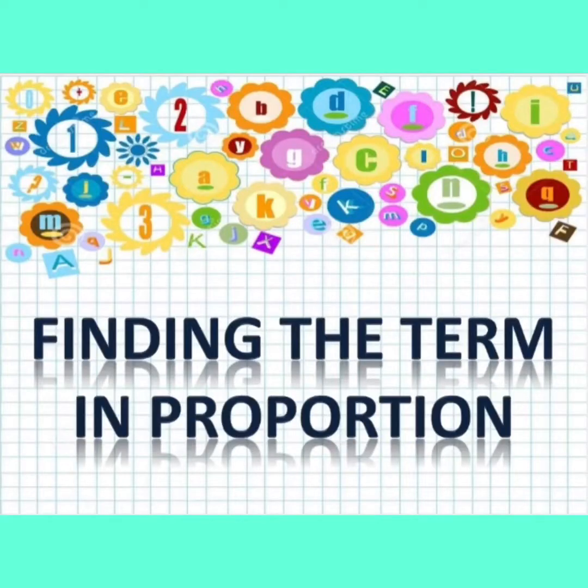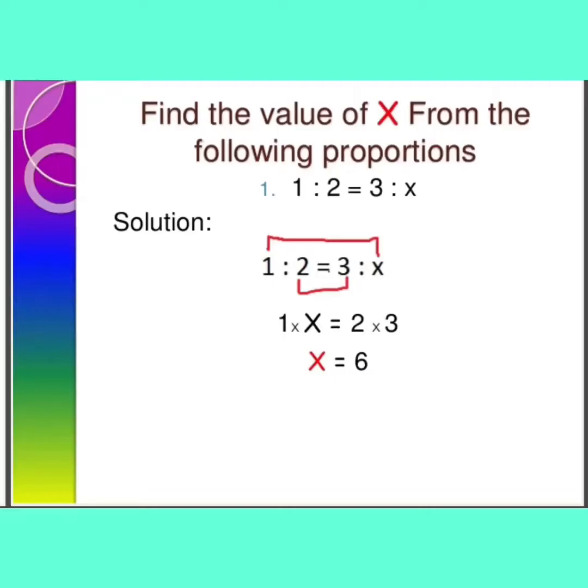Let us learn how to find an unknown number in a given proportion. Here we have 1:2 equal to 3:x. We know that the product of extremes is always equal to the product of means. So 1 multiplied by x is equal to 2 multiplied by 3, that is x equals 6. In this way we can calculate any unknown number in a given proportion.